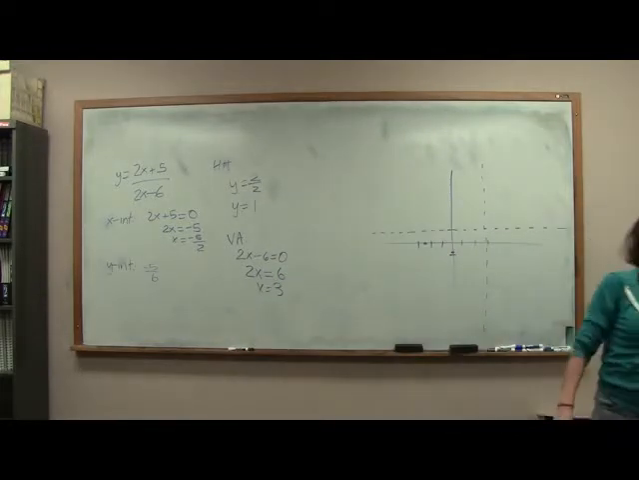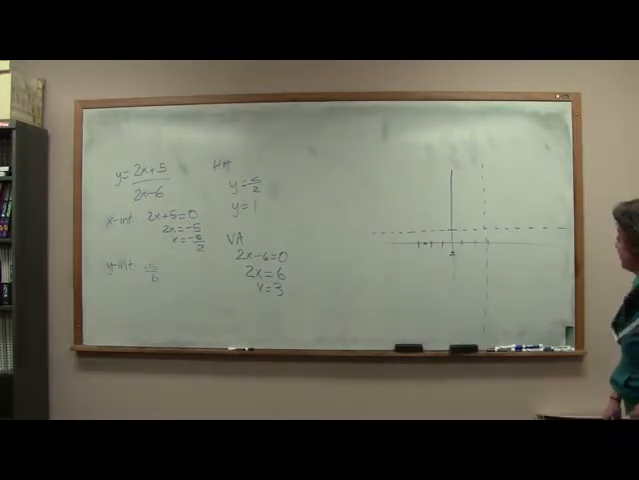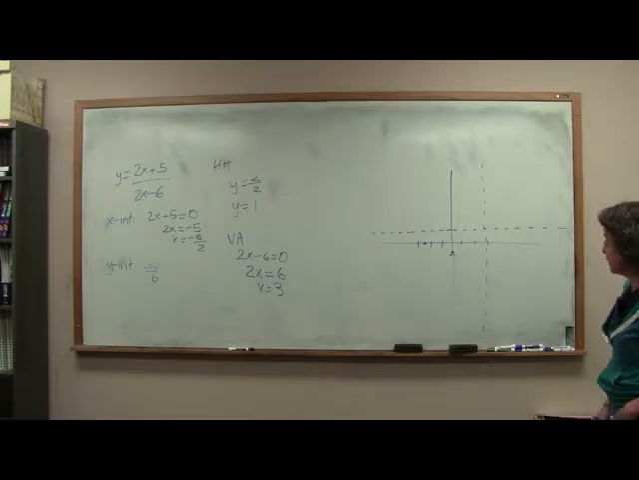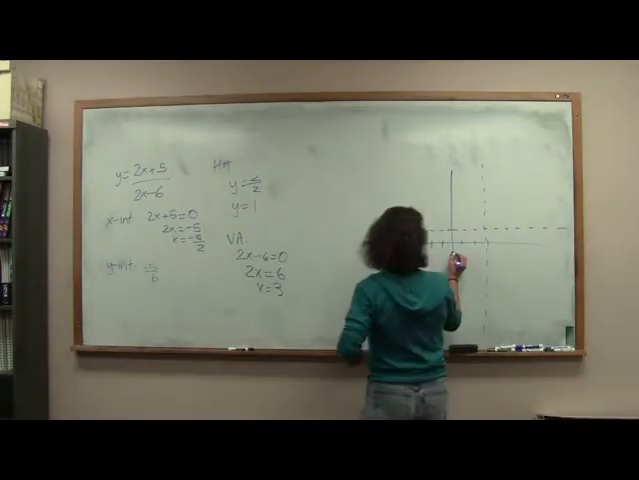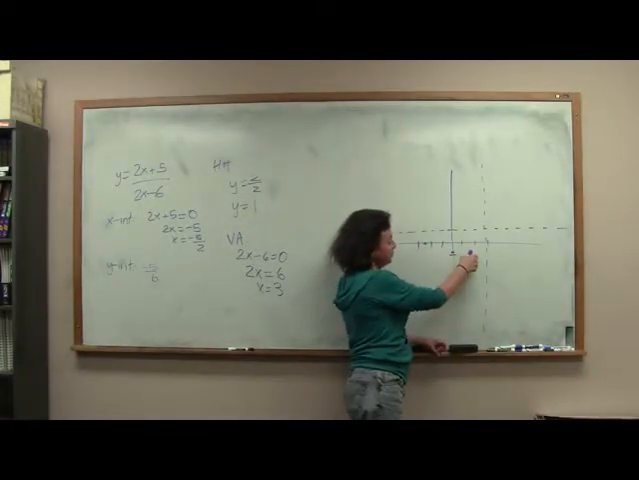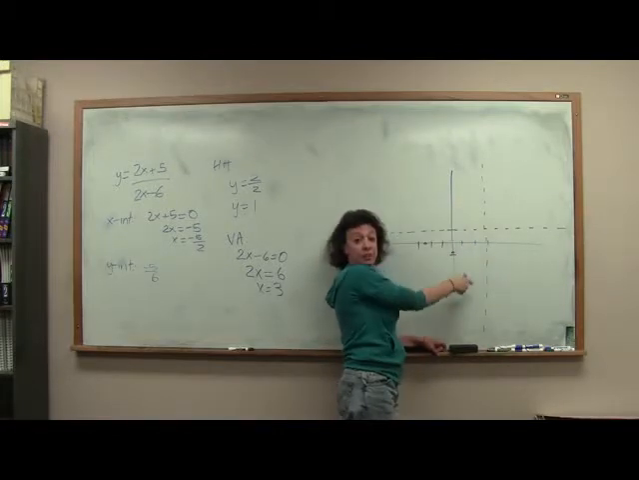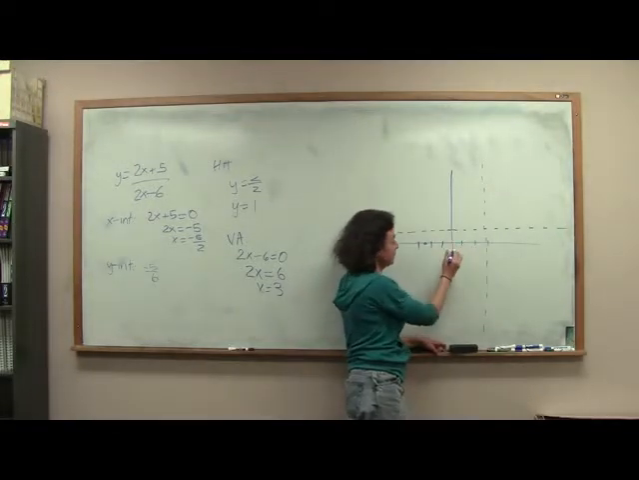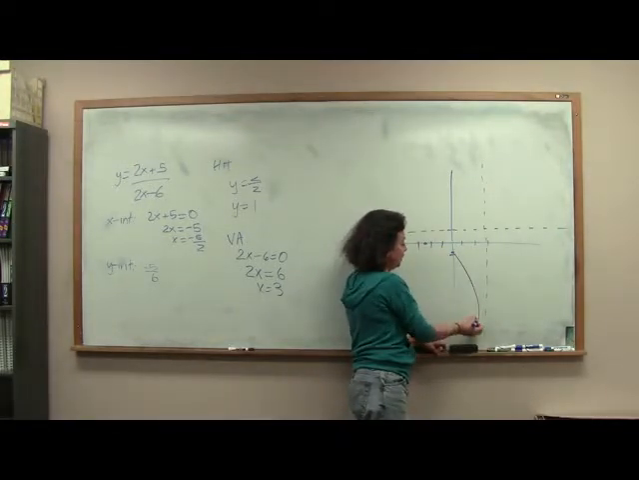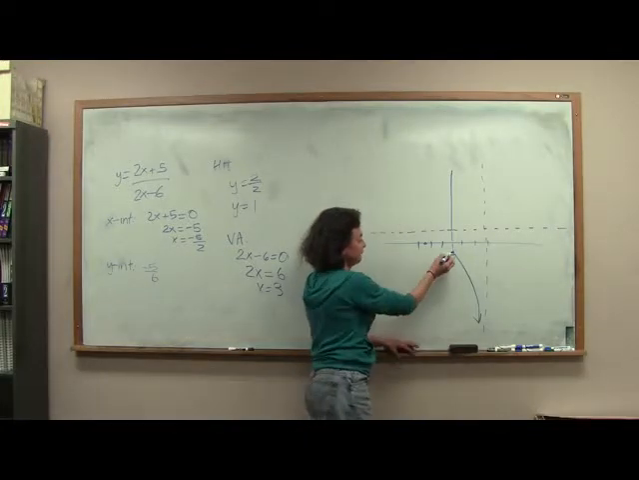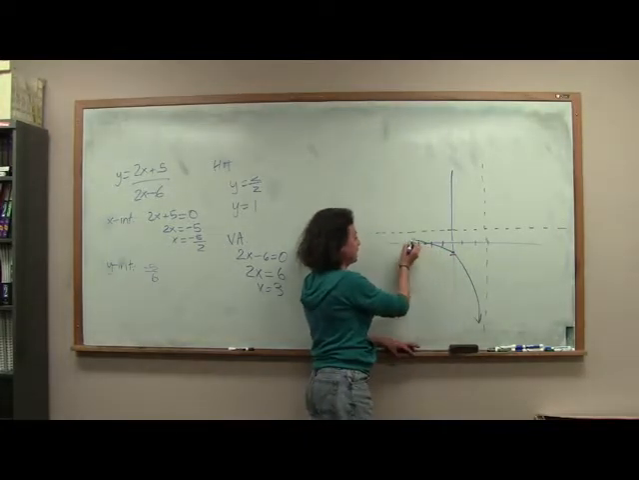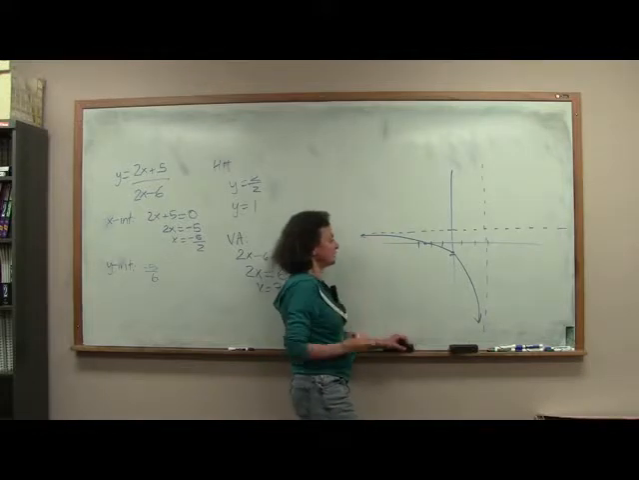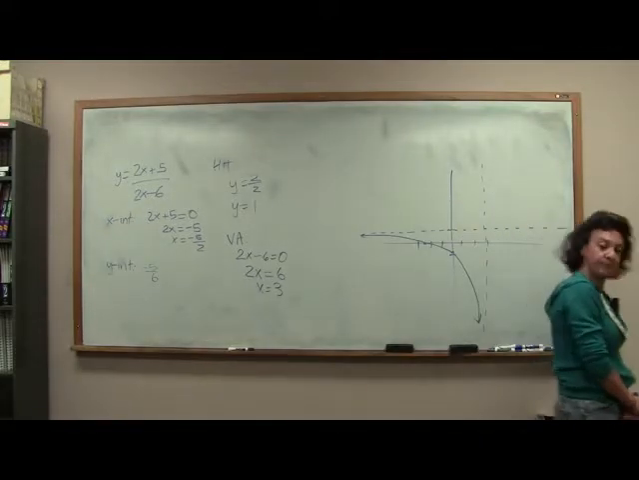Well, I claim we have half of our graph already figured out. Okay? Why? Well, notice as I approach this vertical asymptote, I'm either going to shoot up or shoot down. I can't shoot up because I don't have an x-intercept here. So I know that I'm going to go down to negative infinity. I'm going to play connect the dots, and then I know that I have a horizontal asymptote here.